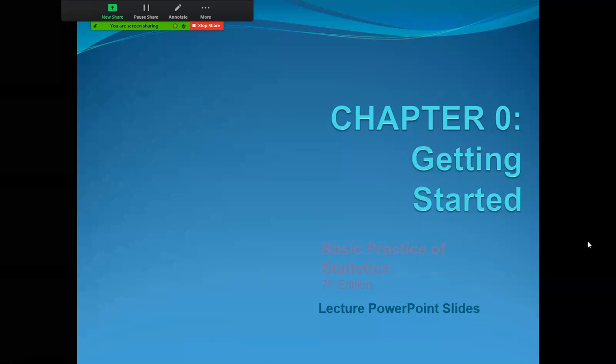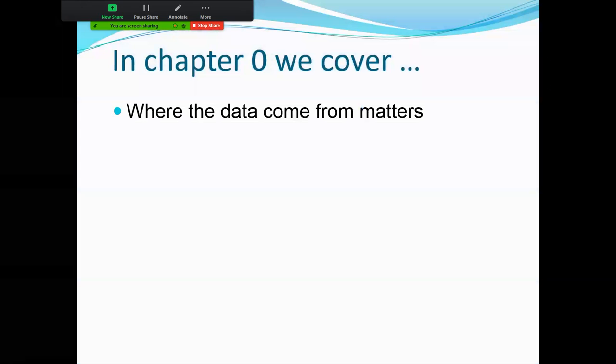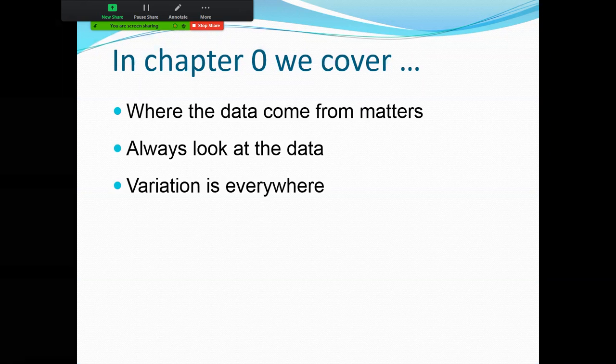All right, let's take a look at Chapter 0, Getting Started. In Chapter 0, we cover where the data come from matters, always look at the data, variation is everywhere, and what lies ahead. Getting started.